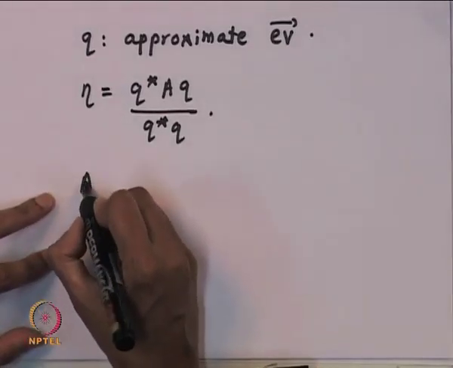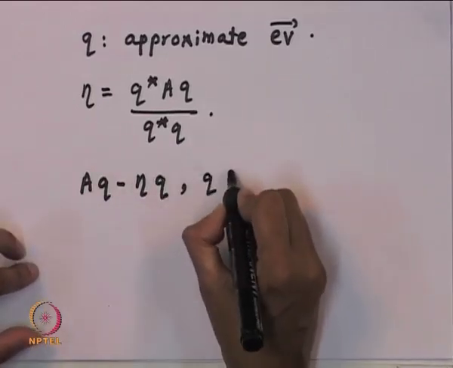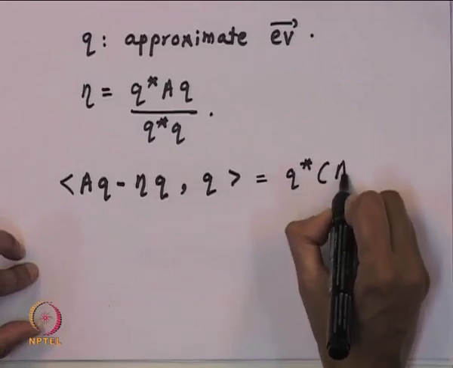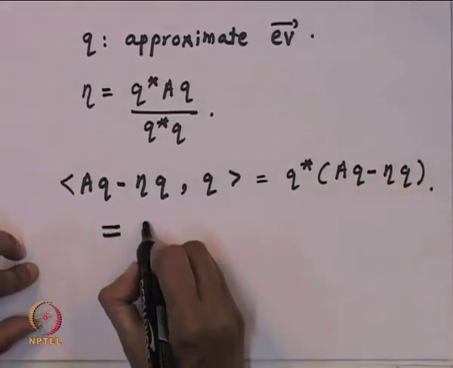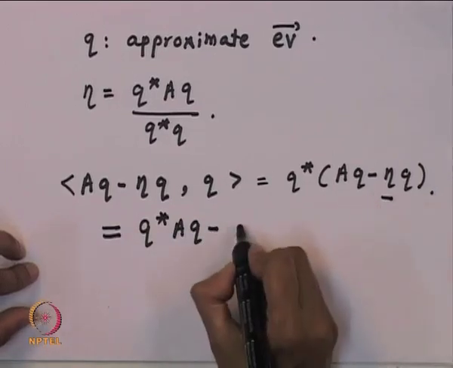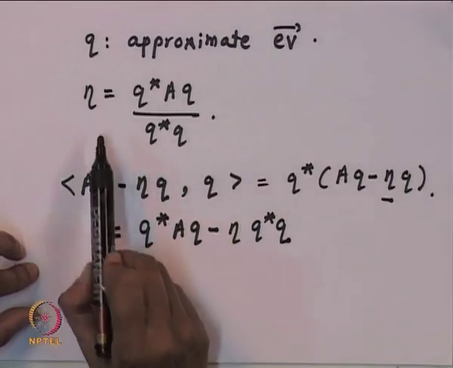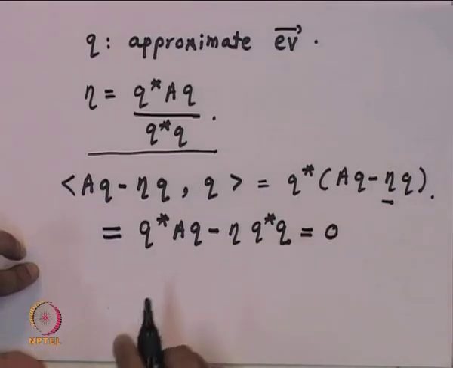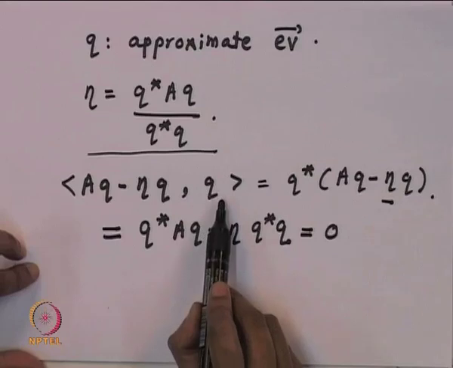If I consider A Q minus eta Q, its inner product with Q will be nothing but Q star times A Q minus eta Q, which is equal to Q star A Q minus eta, a complex number, times Q star Q. So, using this result, this is going to be equal to 0. That means A Q minus eta Q is going to be perpendicular to the vector Q.